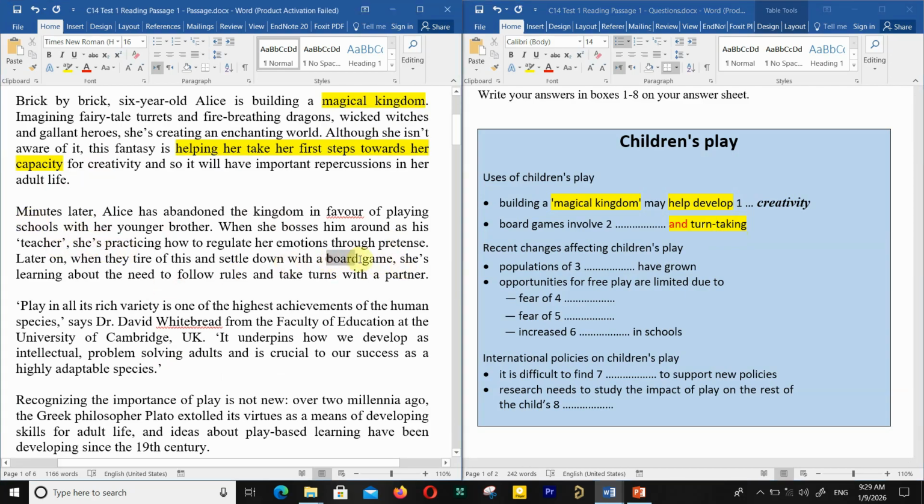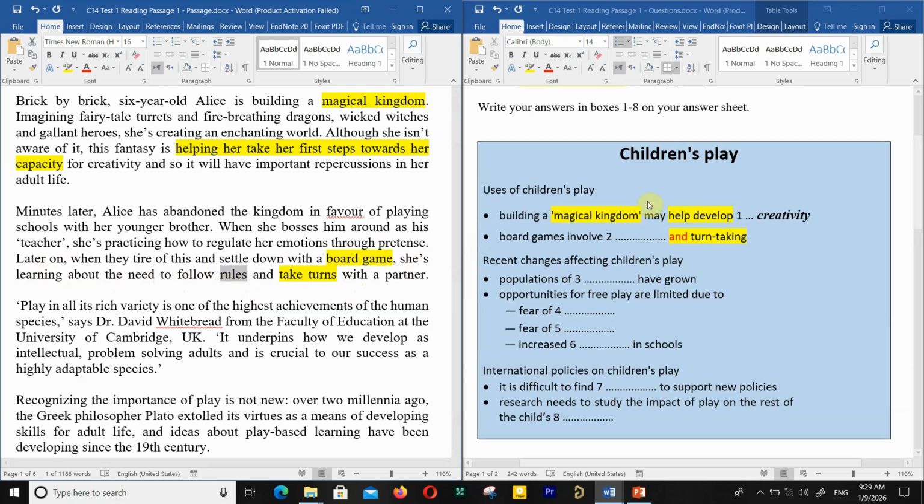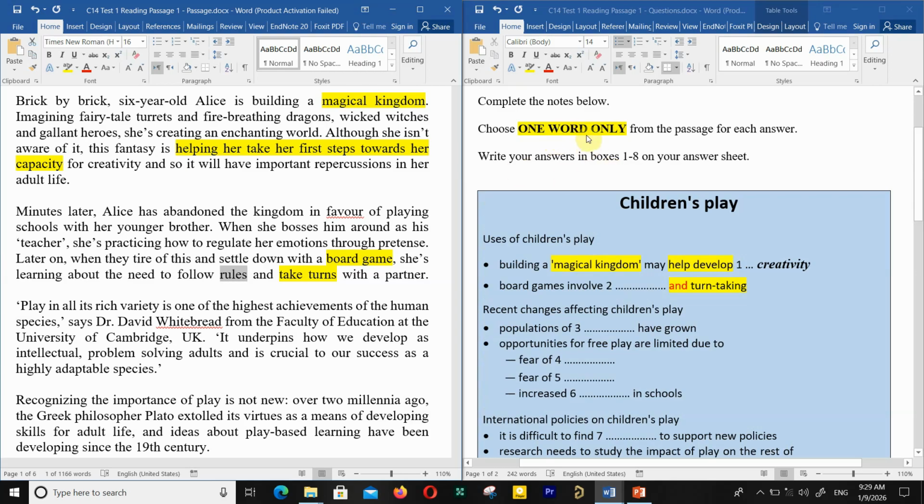This is board game, okay? And here, take turns with a partner. It means turn taking. And here it's our and. Pretty easy. So she's learning about the need to follow rules. Now, I have a question. Follow rules or just rules? Just rules, because here it says that one word only. Be careful about that. So rules.